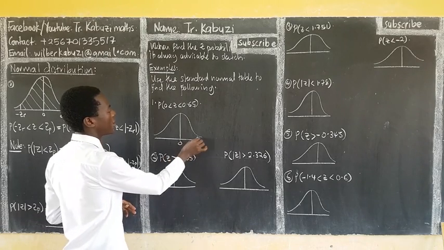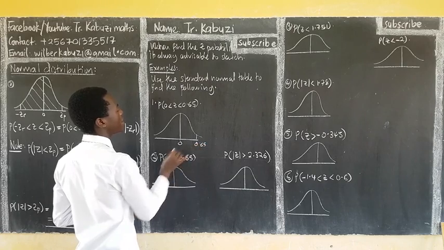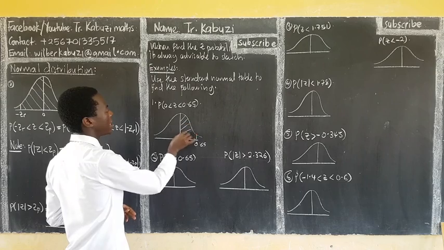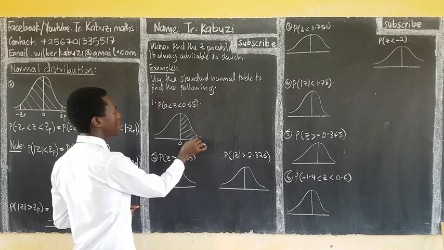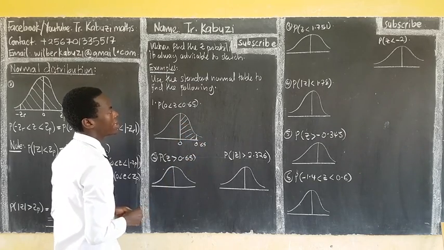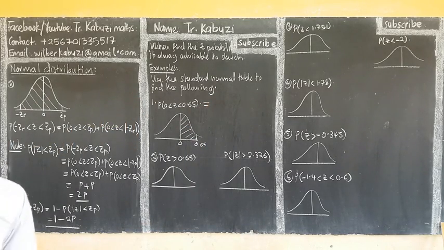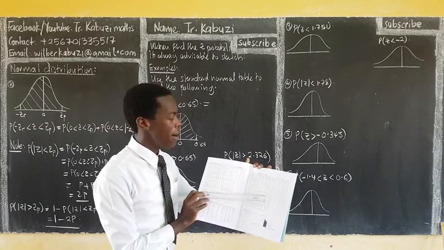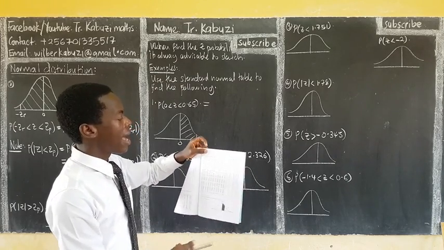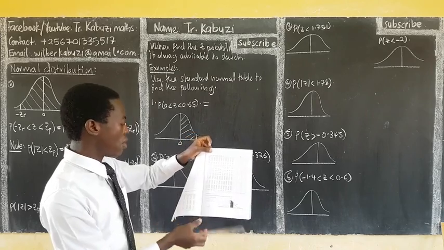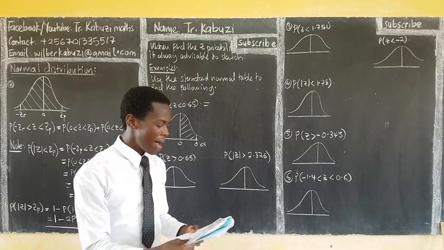Remember, this is our 0, up to 0.65. This is the probability I want. So I bring the table and read this value. These are the tables I'm talking about. Mine is an updated one. It's on page 51, the cumulative normal distribution. So what happens there? Let me show you.